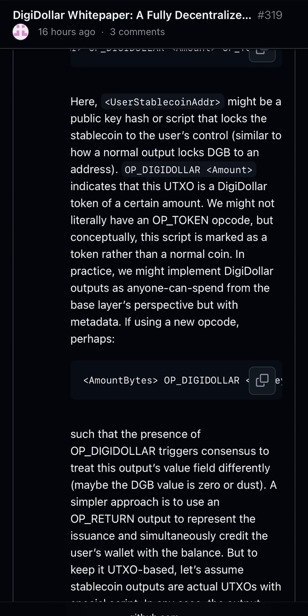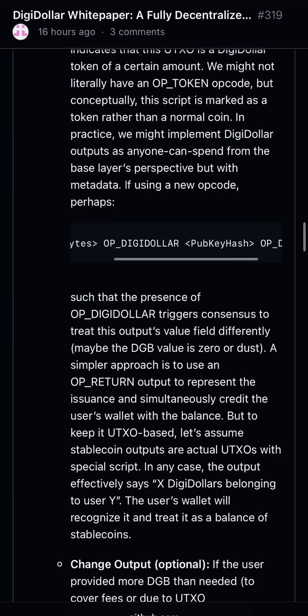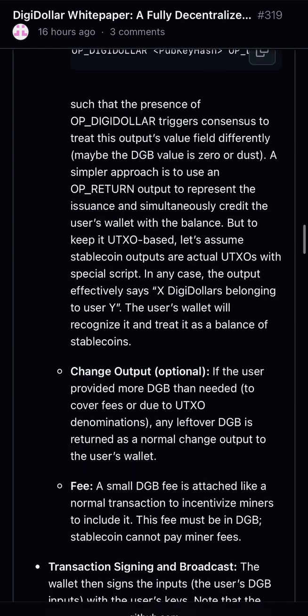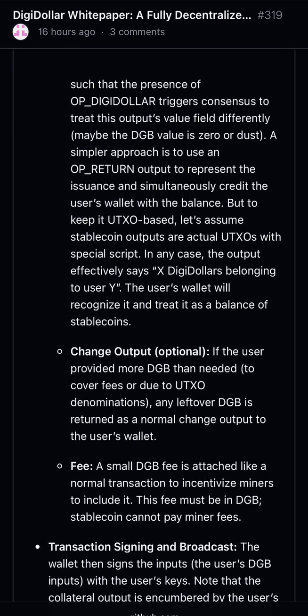OP_DigiDollar, amount indicates that this UTXO is a DigiDollar token of a certain amount. We might not literally have an OP_token opcode, but conceptually, this script is marked as a token rather than a normal coin. In practice, we might implement DigiDollar outputs as anyone-can-spend from the base layer's perspective, but with metadata. If using a new opcode, perhaps: amount bytes, OP_DigiDollar, pub key hash, OP_DROP, such that the presence of OP_DigiDollar triggers consensus to treat this output's value field differently. Maybe the DGB value is 0 or dust.